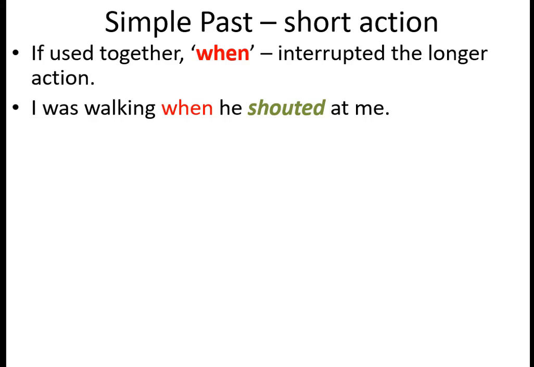I was walking when he shouted at me. I was walking. This is the longer action. He shouted at me. This is the short action. This action interrupted the other action. I was walking. So بعد when بنحط الحدث الأقصر. He shouted at me. وقبلها طبعا I was walking the longer action.